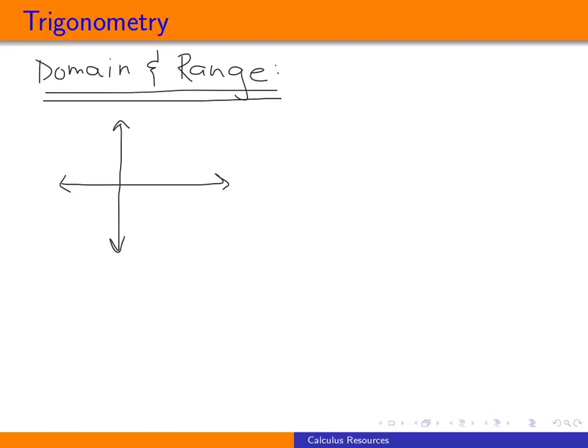In this video, we want to discuss the domain and range of our trigonometric functions. So, for example, let's just start with the trigonometric function f of theta equals sine theta. Then what we're inputting into the trig function is an angle. So our domain will consist of angles, because domain are input.